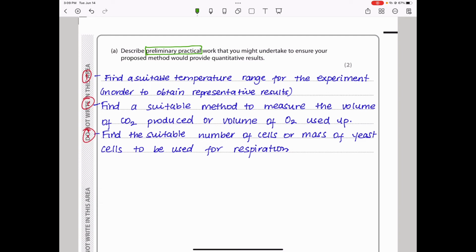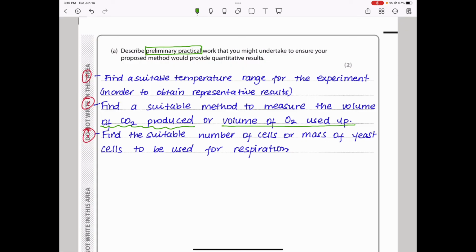We have to find a suitable way to measure the volume of carbon dioxide produced or the volume of oxygen used. Again, I used volume of oxygen used because it's easier. Determining the volume of carbon dioxide produced could be harder in comparison to that of oxygen. And then you have to find the suitable number of cells. These are the yeast cells, or mass of yeast, that is going to be used for this respiration.